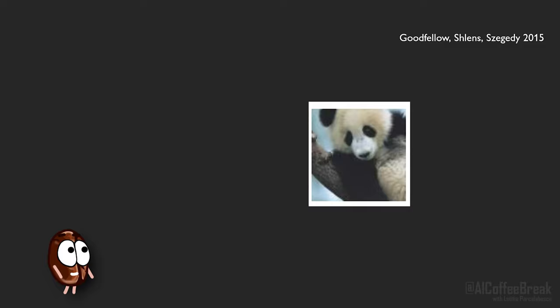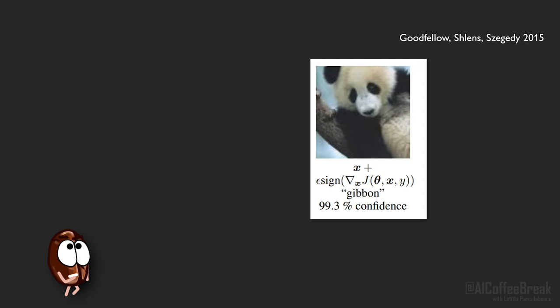is something entirely different. For example, look at this panda. It is a panda, right? This is also what a convolutional neural network would say. Then look at this panda. The neural network says it's a gibbon. And the difference between these pictures is not even perceivable to humans.